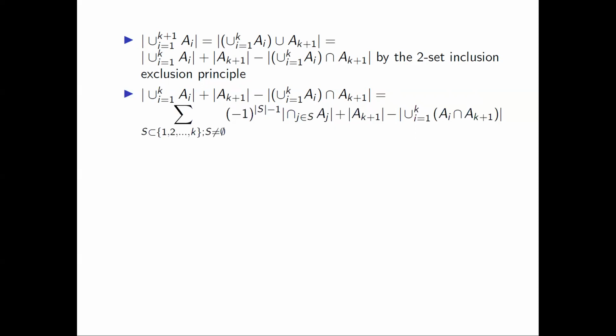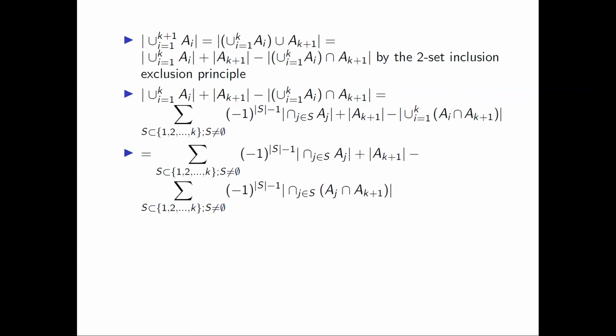but we do change the last term. So that last term where we have the intersection of A of k plus 1 with the union from i equals 1 to k of Ai, we can rewrite just as the union from i equals 1 to k of a bunch of intersections. And these intersections we write as Ai intersect A of k plus 1. So we just distributed that A of k plus 1 into each of the terms in the union.